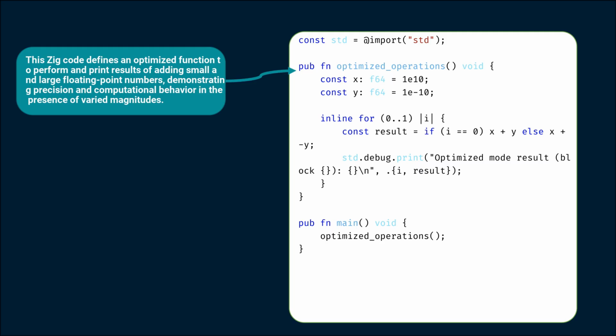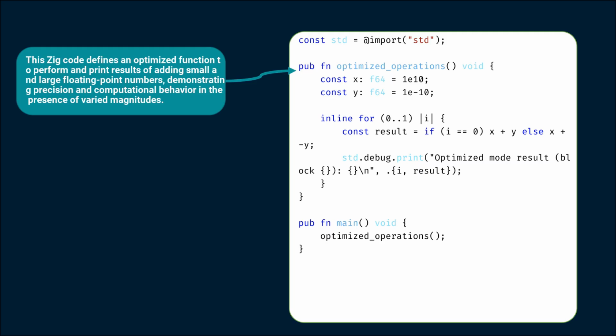By handling the operations in optimized mode, Zig is configured to enable faster execution of these calculations, which is particularly advantageous in performance-critical applications such as graphics rendering or real-time physics simulations. To observe the results, we use std debug print, which will output the results of our calculations, indicating which block was executed and displaying the resulting value.